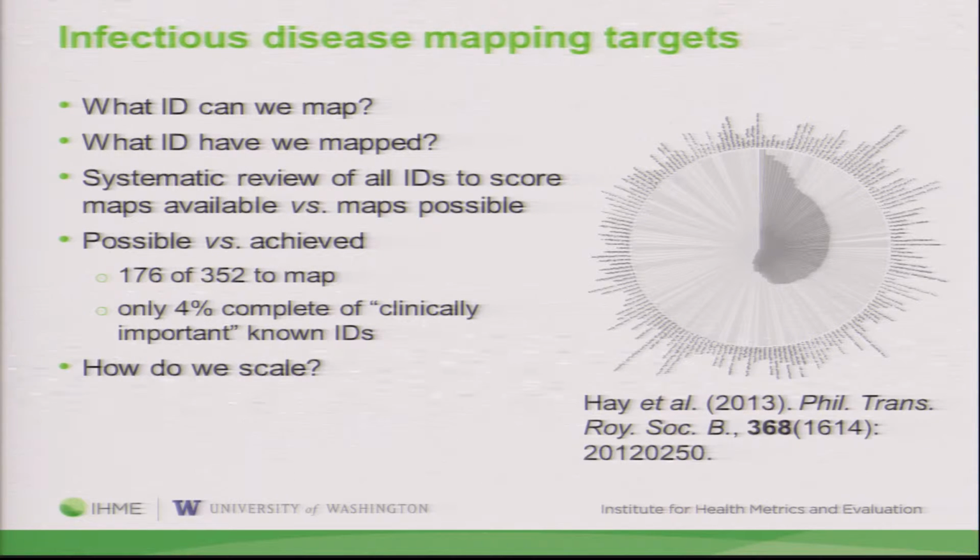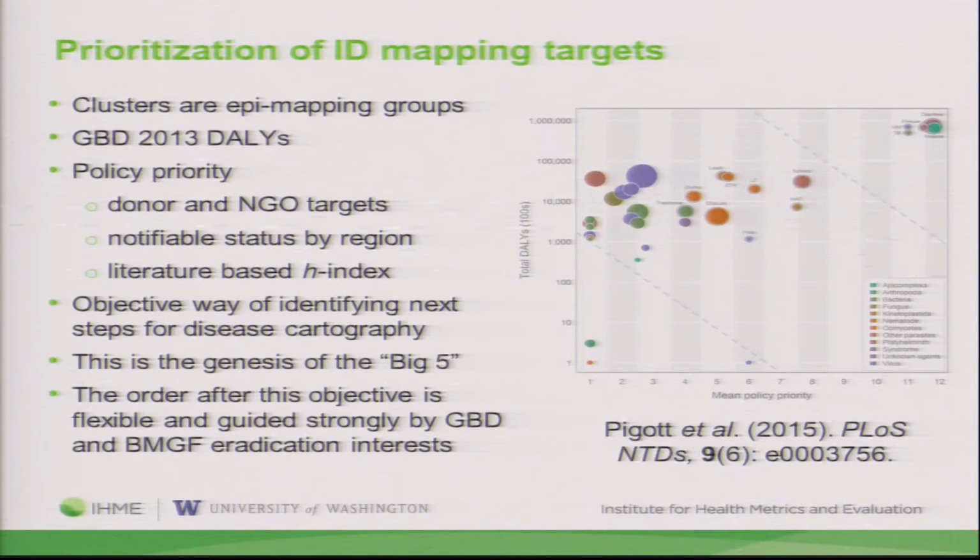Now, given it took us a year to do dengue, and we're looking at 176 here out of 352, and you can do the math, how do we make that proposition feasible in any way, shape or form? So one of the things that you might want to do is prioritize those in terms of things like their DALYs, so I'll explain that term in a moment, or policy priority, and we've done both.